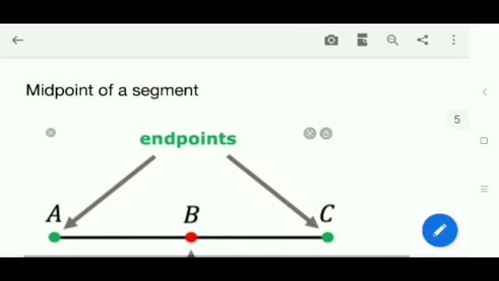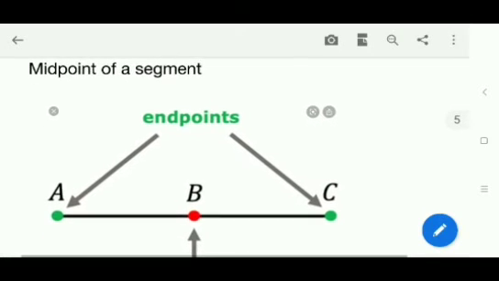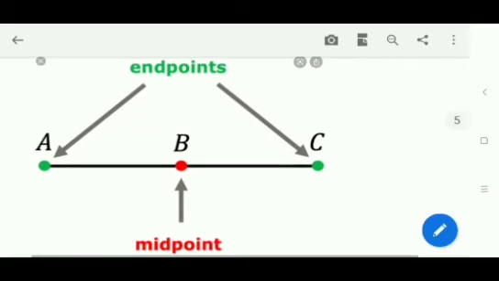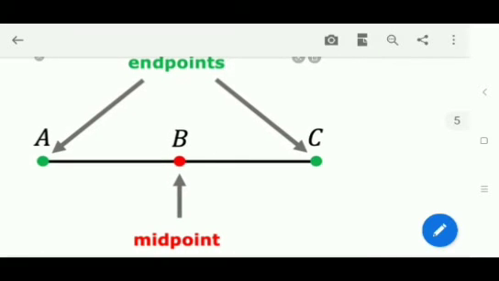Next, we did midpoint of a segment. Given a segment, the point on the segment which divides the segment into 2 equal parts is called the midpoint of the segment. So look at the figure there. A and C are the endpoints of the segment. B is a point on segment AC which divides the segment into 2 equal parts. So point B is called the midpoint of the segment.